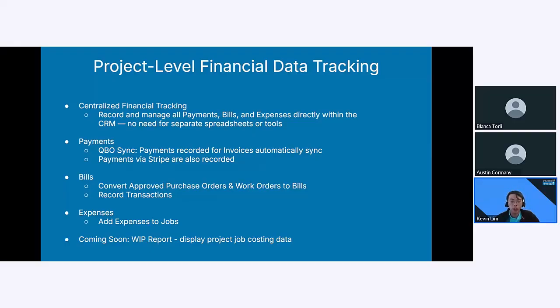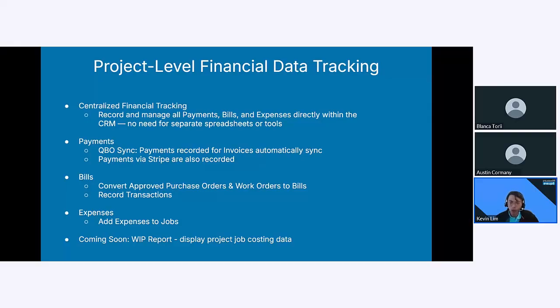Talking about payments, these are payments recorded for invoices, which will sync automatically with QuickBooks Online, which also keeps your accounting system up to date without manual entry needed. And if you're using Stripe, these payments are also automatically captured and reflected in the CRM. Then we move on to bills. You can easily convert any approved purchase orders and work orders into bills with just a few clicks, and record transactions directly for clear cost tracking. And finally, for expenses, you can quickly add expenses to individual jobs or projects to keep an accurate record of project costs and maintain real-time profit visibility.